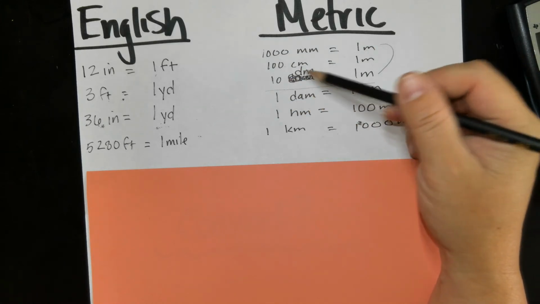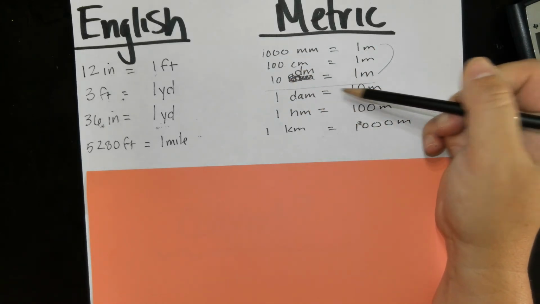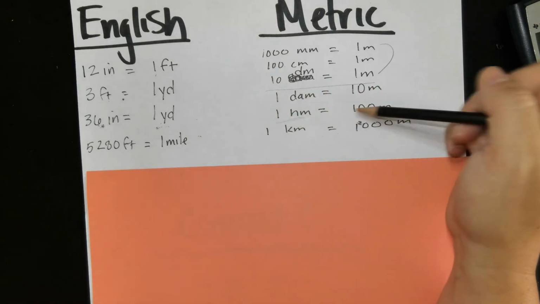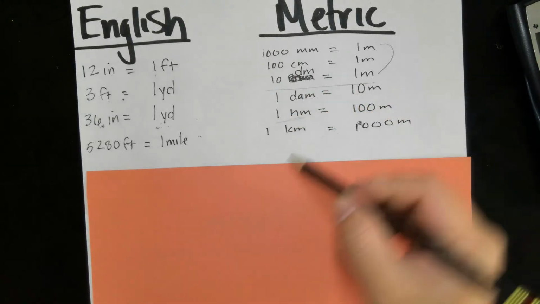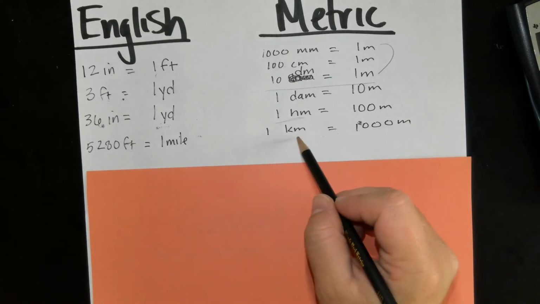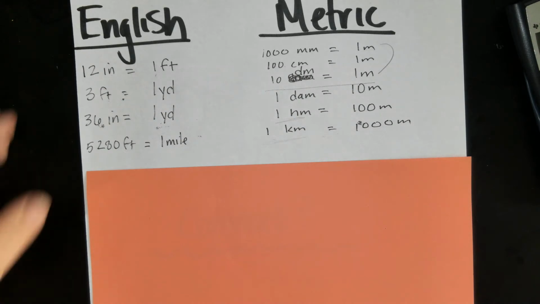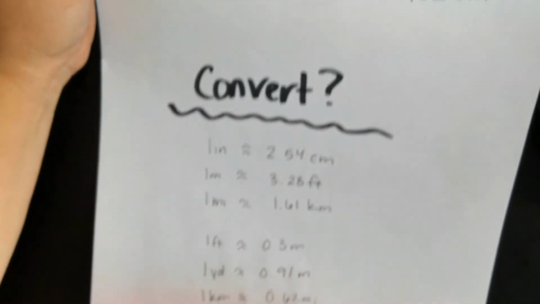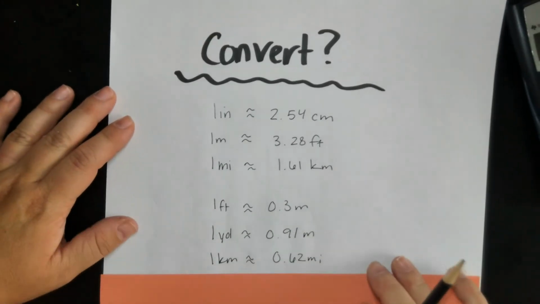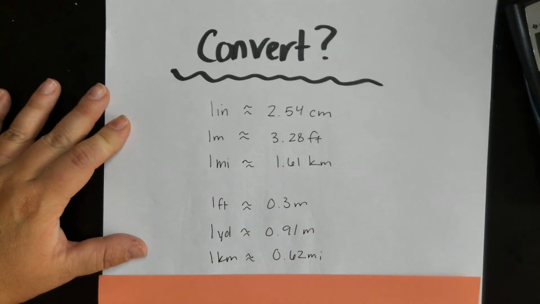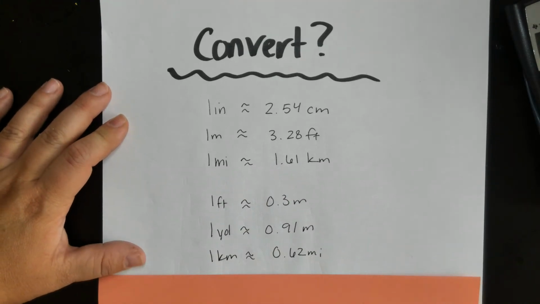For every 1 decameter, I have 10 meters because this has a value of 10, okay? If I have 1 hectometer, I have 100 meters. And if I have 1 kilometer, I have 1,000 meters, okay? Well, let's look at some comparisons that we may have to use to make English to metric conversions or metric to English conversions for length, okay?